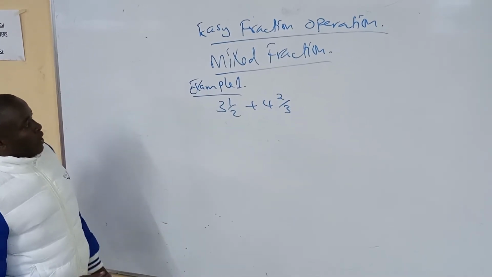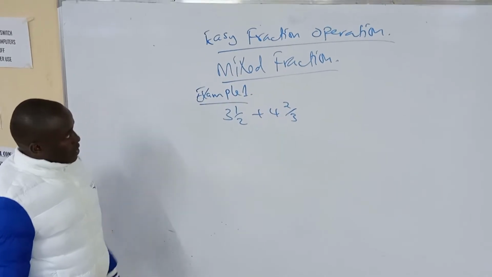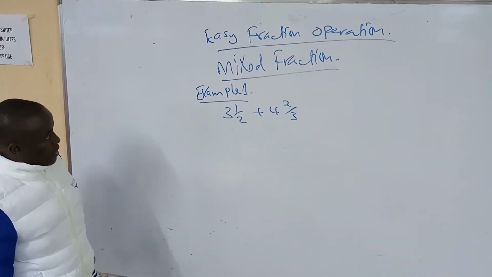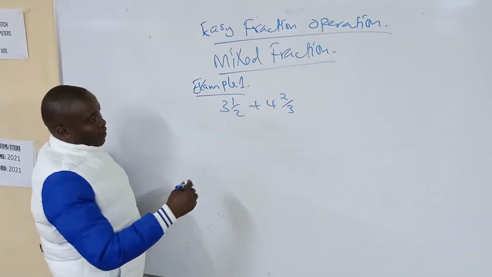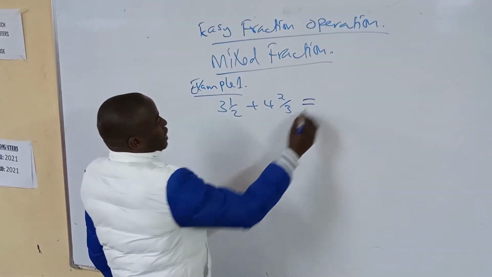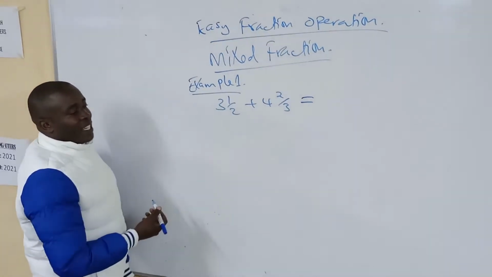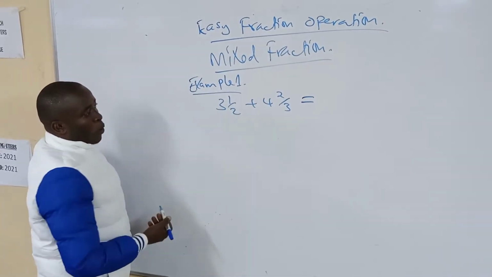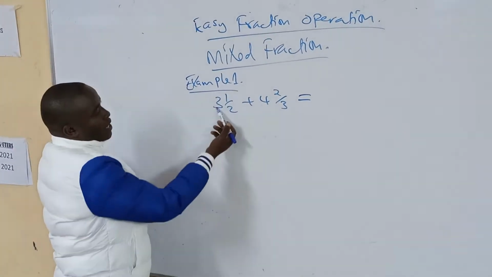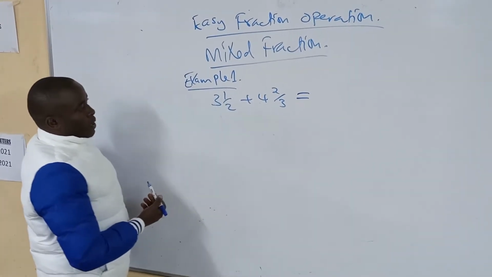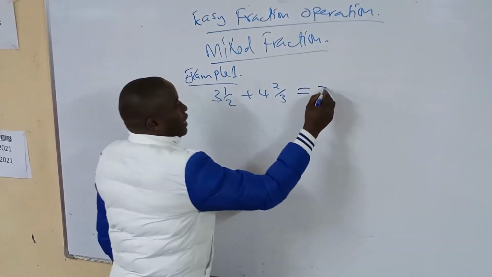I want to show how to simplify and operate on fractions, and I want to start with mixed fractions. Let's do this first example, 3 plus 4 and 2 over 3. What you do in this scenario, the first thing, you add the whole numbers together instead of changing this into improper fractions. This is an easier way. Just add the two whole numbers. So 3 plus 4, you get 7.